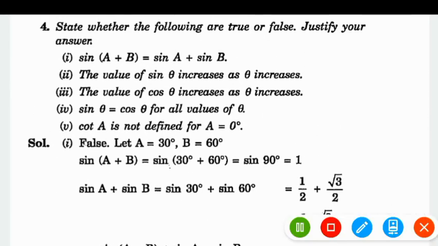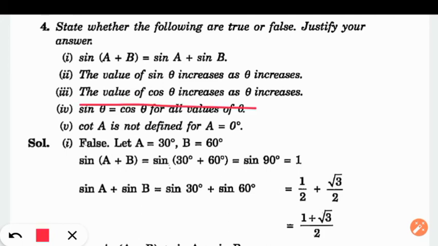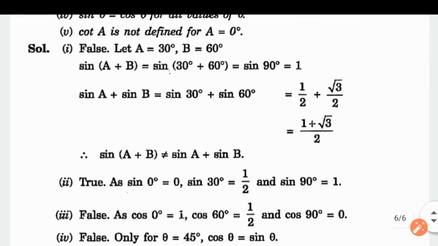For the third one, the value of cos theta increases as theta increases. No. See the table. Cos 0 degrees is 1, cos 30 degrees is root 3 by 2, cos 45 degrees is 1 by root 2, cos 60 degrees is half, cos 90 degrees becomes 0. So when we increase the value of theta, the value of cos decreases. That is why the third one is false.